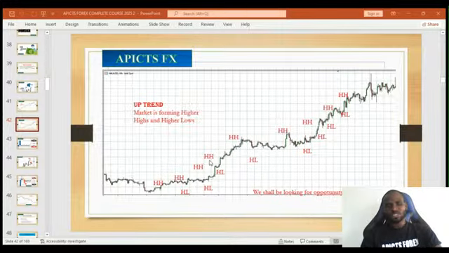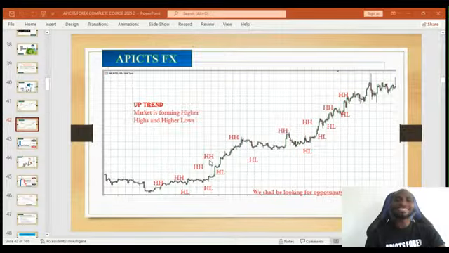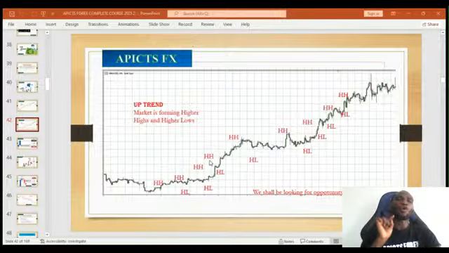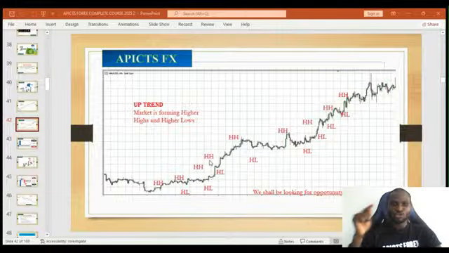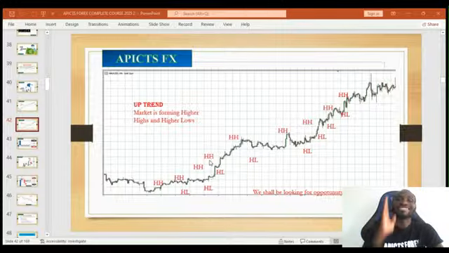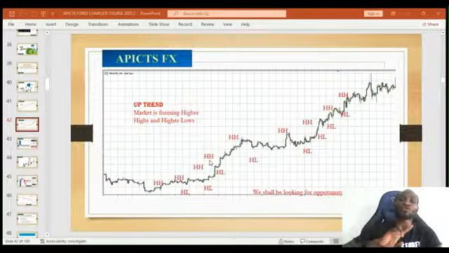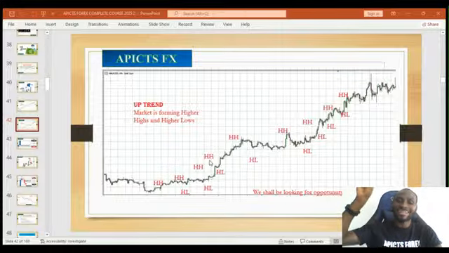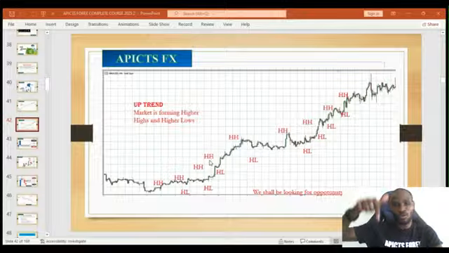Now, when the market is in an uptrend, what do you do? You look for opportunities to buy. Basically, you do what the trend is doing. So if the market is in an uptrend, you make sure that you are going up. If the market is in a downtrend, you make sure that you are coming down.